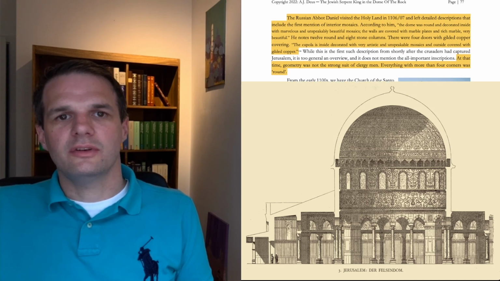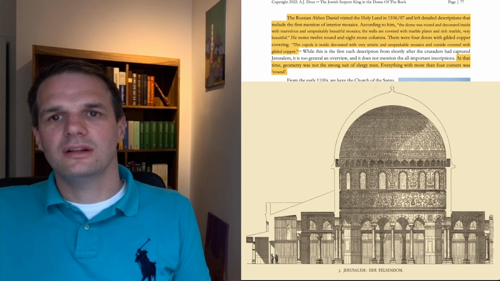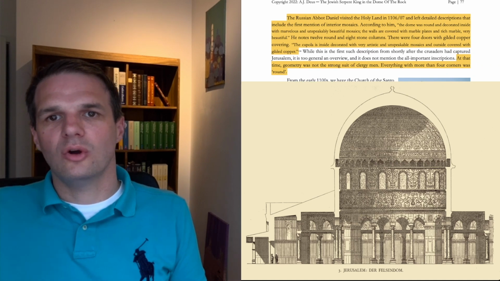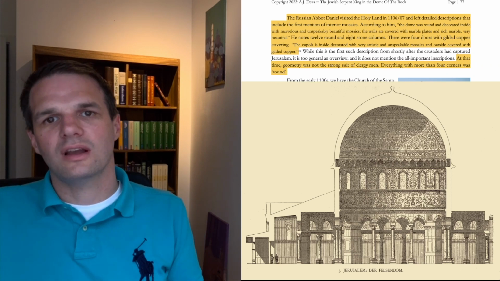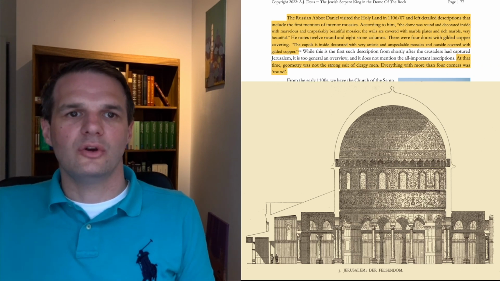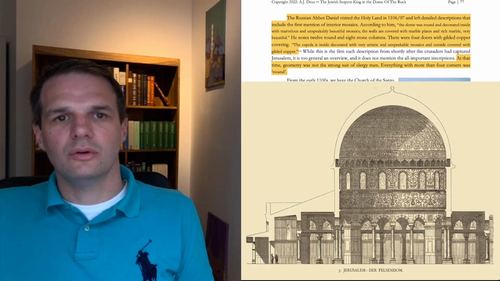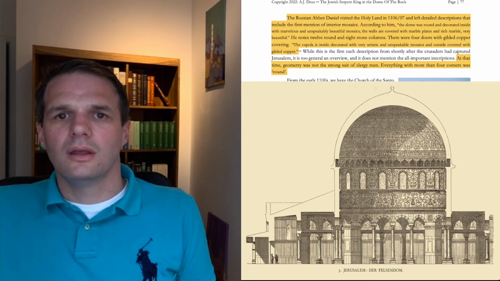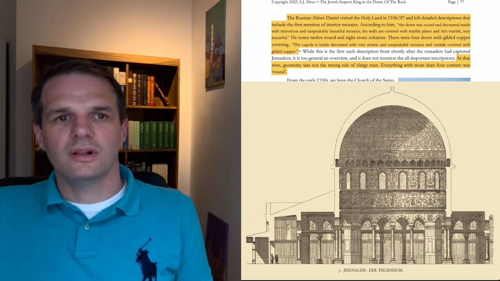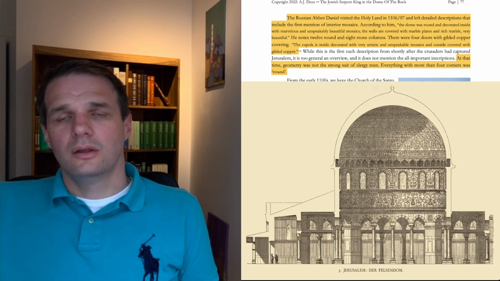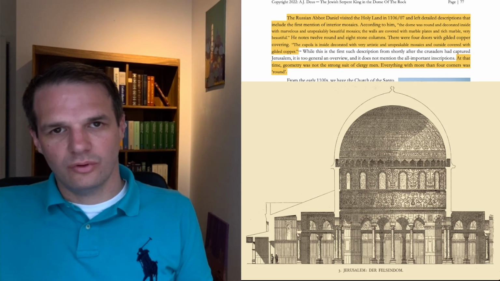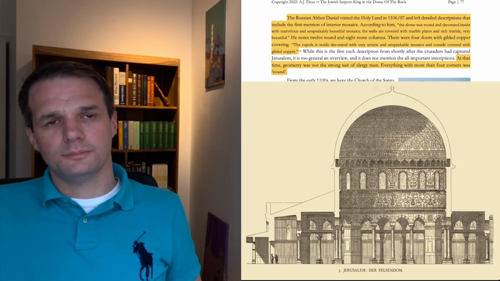The Russian abbot Daniel visited the Holy Land in 1106 and left detailed descriptions that include the first mention of interior mosaics. According to him, the dome was round and decorated inside with marvelous and unspeakably beautiful mosaics. The walls are covered with marble plates and rich marble, very beautiful. He notes 12 round and 8 stone columns. There were 4 round doors with gilded copper covering. The cupola is inside decorated with very artistic and unspeakable mosaics, and outside covered with gilded copper. So this again matches the descriptions we have from before and from after, and even calls it round.